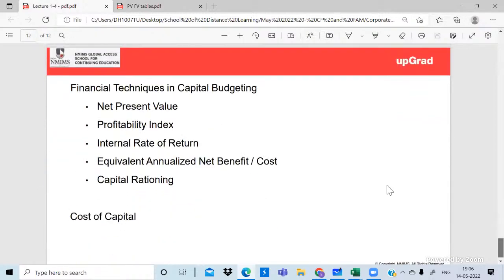So let's look at the first one, which is net present value. Anyone who can tell me what you mean by net present value? How do you calculate that? Yeah, the short form is NPV. So how do you calculate NPV, net present value? Anyone?